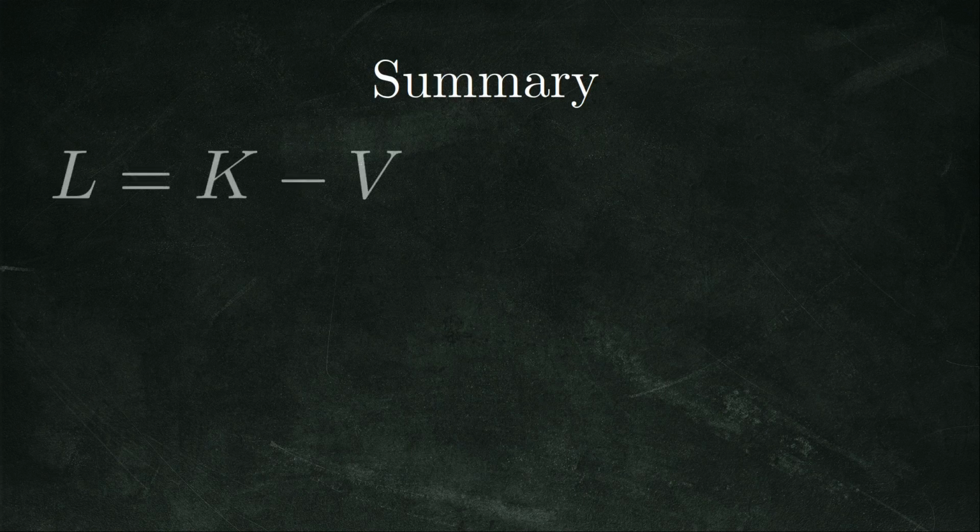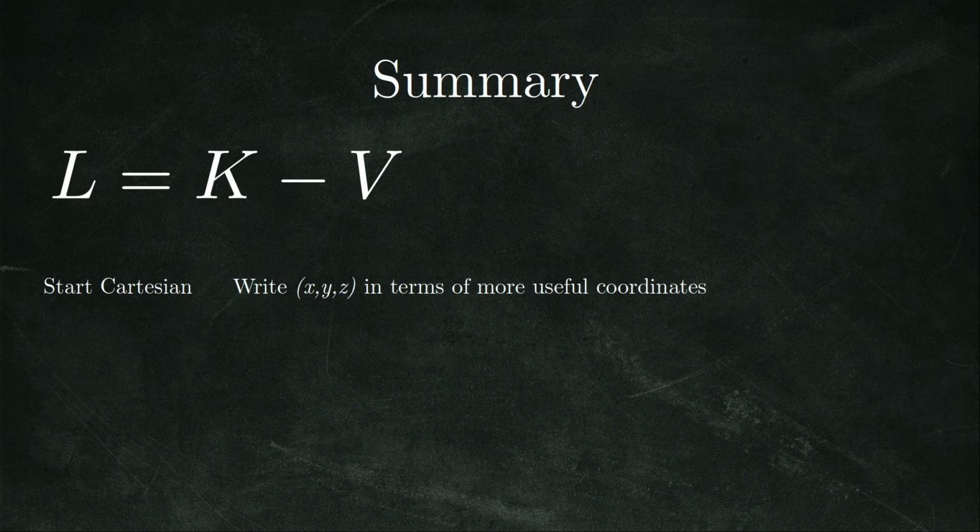So, in summary, we saw the Lagrangian is kinetic energy take away potential energy. And the reason for this is that it recovered Newton's laws of motion after we applied the Euler-Lagrange equations. And as a problem-solving tip, I often think start by writing in Cartesian coordinates and then write your Cartesian coordinates in terms of some more natural coordinates. And then substitute the function of getting these Cartesian coordinates in terms of the more useful coordinates, and then substitute those into your kinetic energy and potential energy.